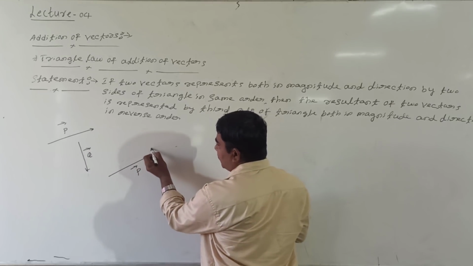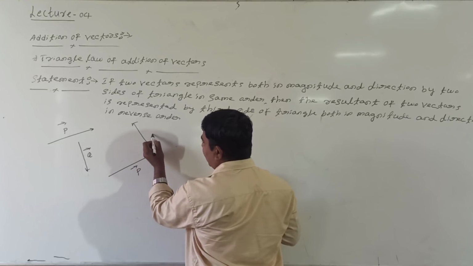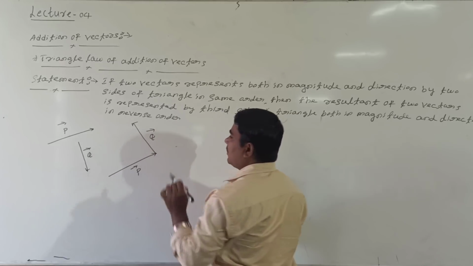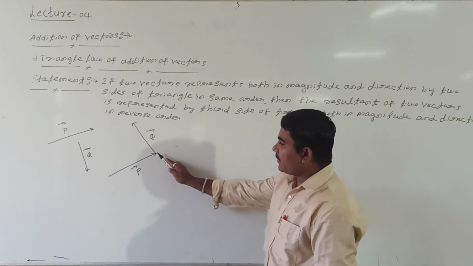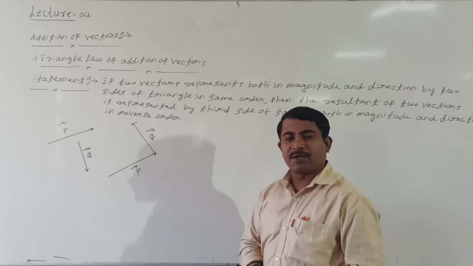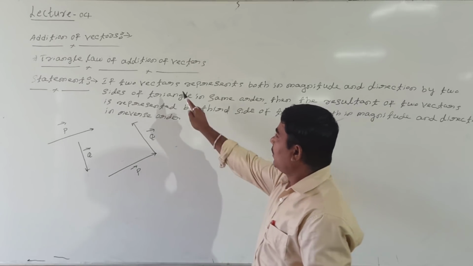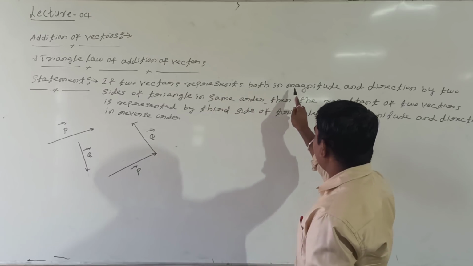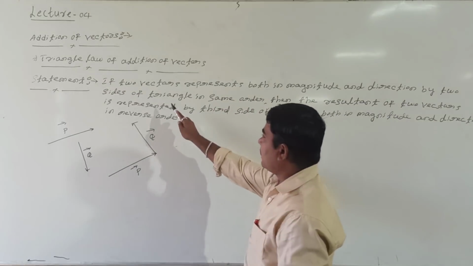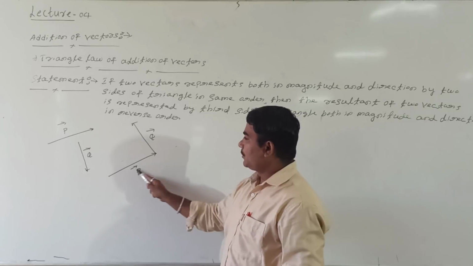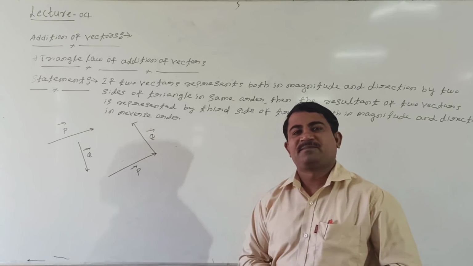Shall I draw the Q vector in this direction? I will call it Q. This is the other vector. Are you following? Head is coinciding with the tail, so the two vectors are in the same order. Look at the statement: two vectors represent both magnitude and direction by two sides of a triangle in the same order. Right.